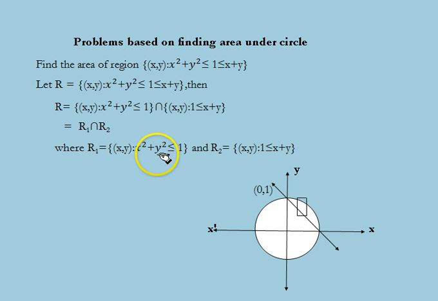Clearly x² + y² = 1 represents a circle with the origin as its center and radius 1. Since x² + y² ≤ 1, region R1 represents the interior of this circle. Next, moving to region R2.